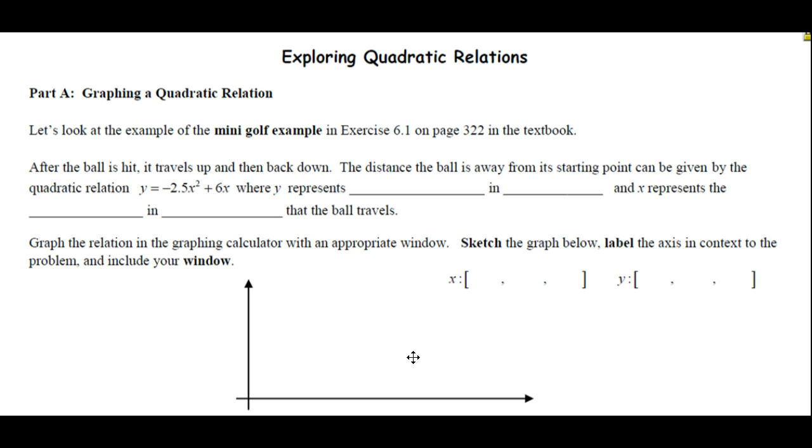So further along, where x is the time and y, so the distance of the ball from its starting point in meters, right? So that's what we're going to fill in here. So y represents the distance in meters, and x represents the, what's x? Time in seconds that the ball travels. Okay, so we have time running along the x-axis and distance going along the y-axis.